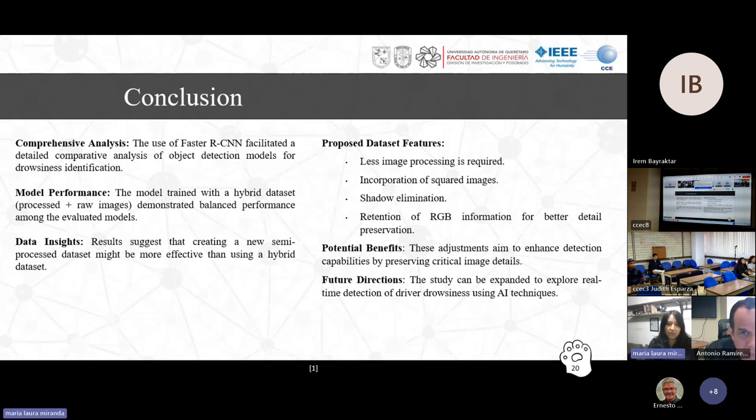This proposed dataset would require less image processing, incorporating features like squared images, shadow elimination, and retention of the RGB information. These adjustments could enhance the preservation of critical details, leading to more effective detection capabilities based on image characteristics. Additionally, there is a potential to extend this study to real-time detection.